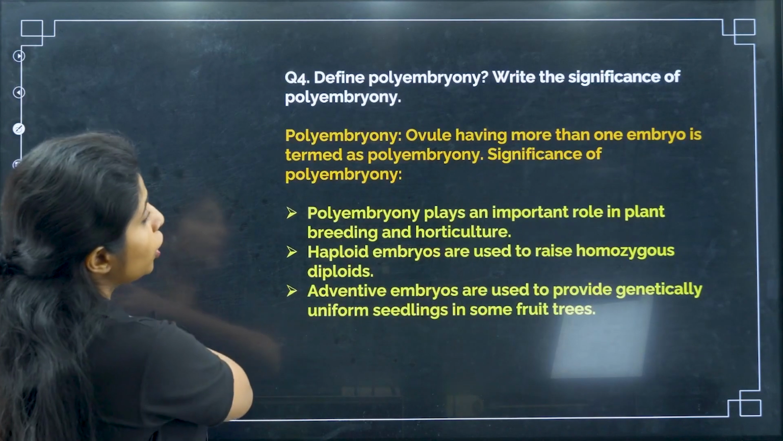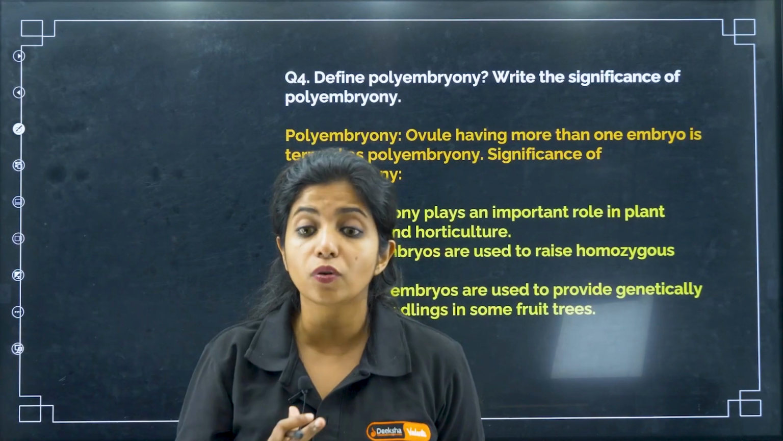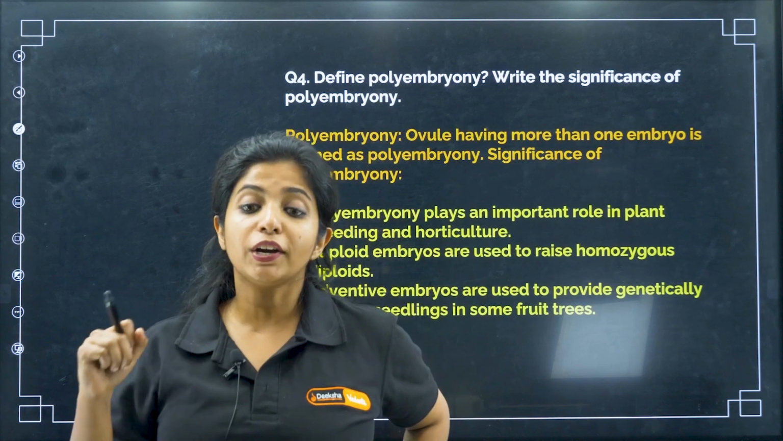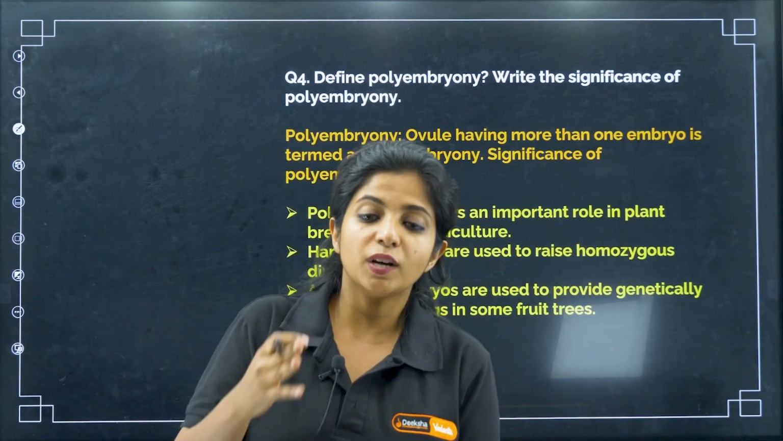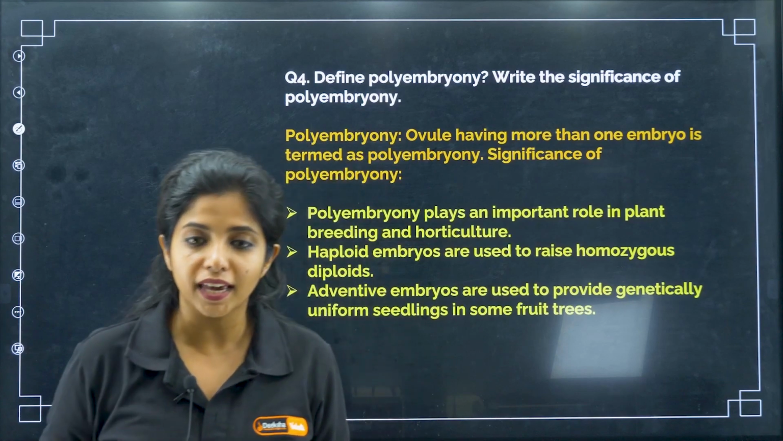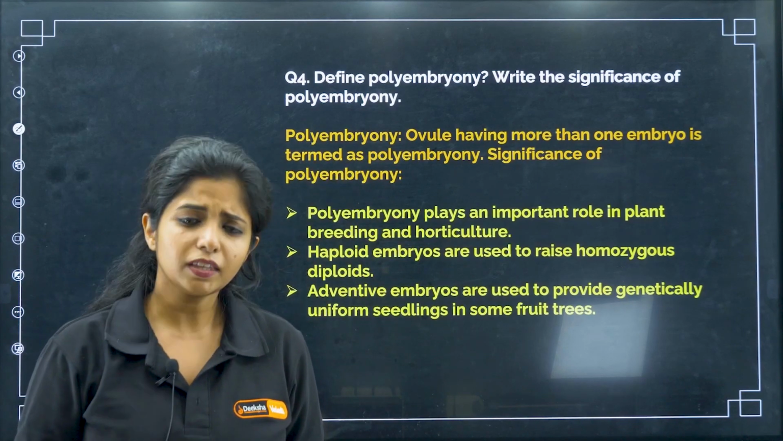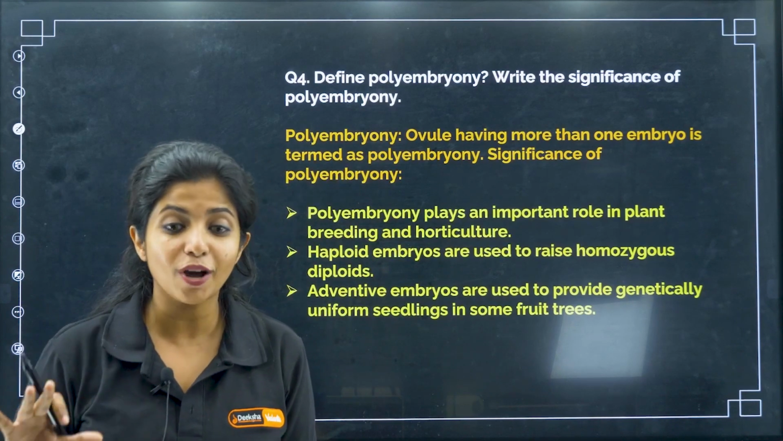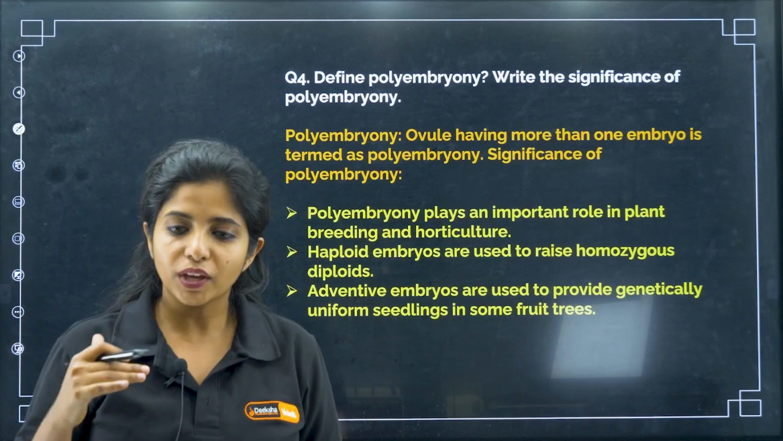Now going ahead, define polyembryony. Polyembryony means there are multiple embryos inside the ovule. Where do you find it? In mango and citrus fruits. Now this is an extension of apomixis, where basically you are making the seed or embryo without the need of fertilization, my dear children.